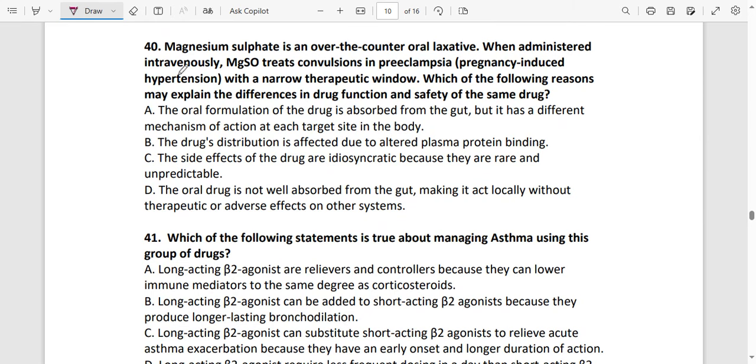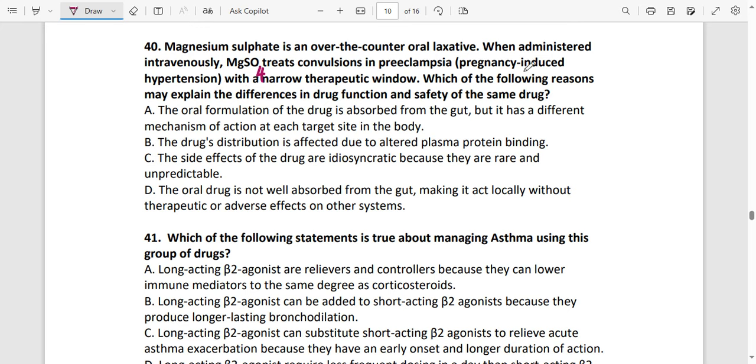Magnesium sulfate is an over-the-counter oral laxative. When administered IV, magnesium sulfate treats convulsions in preeclampsia, which is pregnancy-induced hypertension, with a narrow therapeutic window. Which of the following reasons may explain the difference in drug function and safety in the same drug?